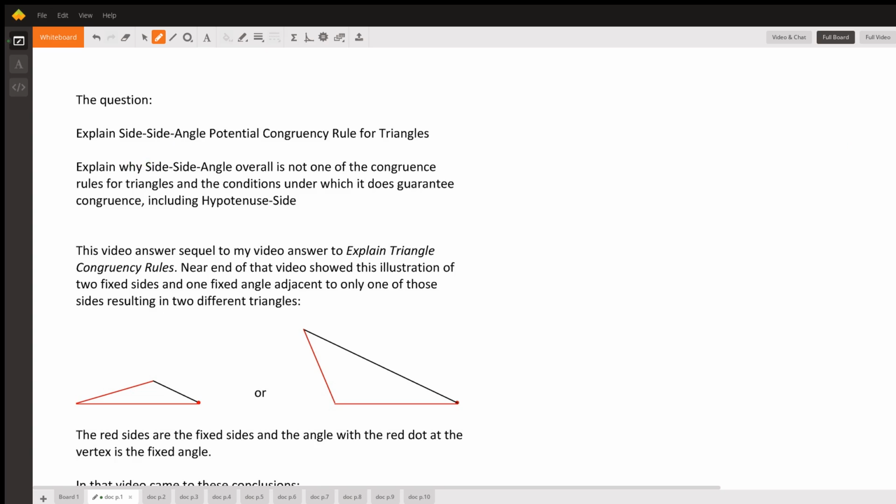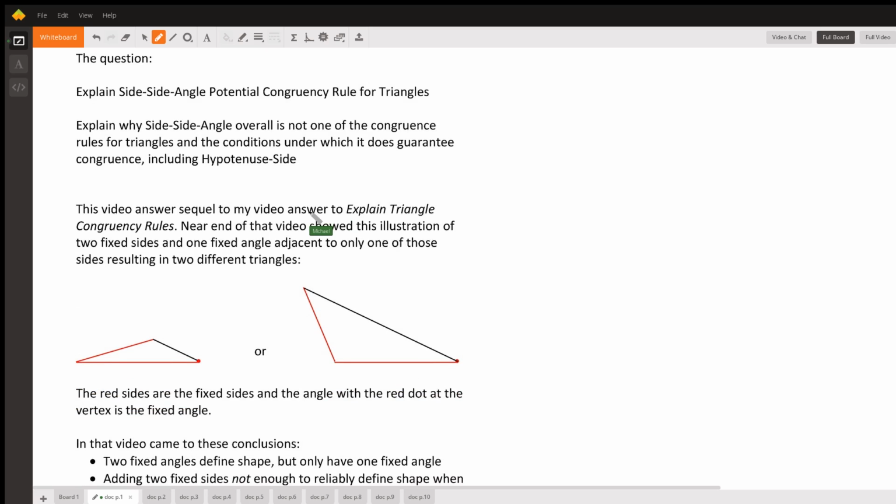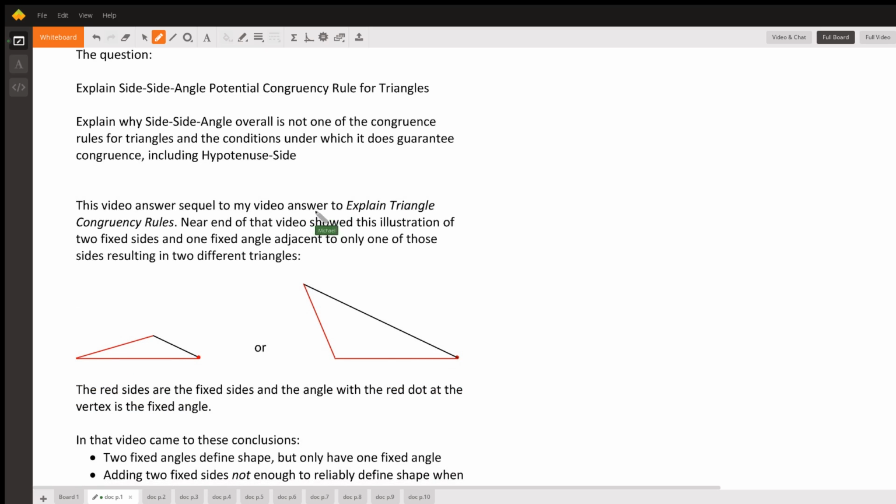And I submitted this question because I had worked out detailed answers for myself, and I wanted to share them in case other people were interested. So here's the question: explain the side-side-angle potential congruency rule for triangles. It's not one of the congruence rules for triangles, but there are conditions under which it does guarantee congruence, including hypotenuse-side. So that's what we're going to be exploring. And it's a sequel to my video answer to explain triangle congruency rules.